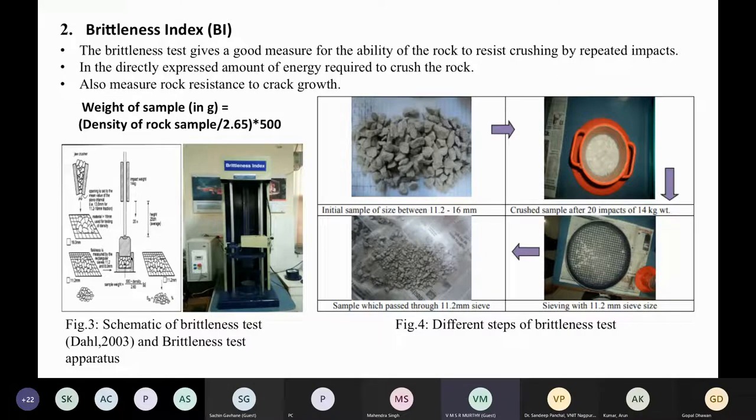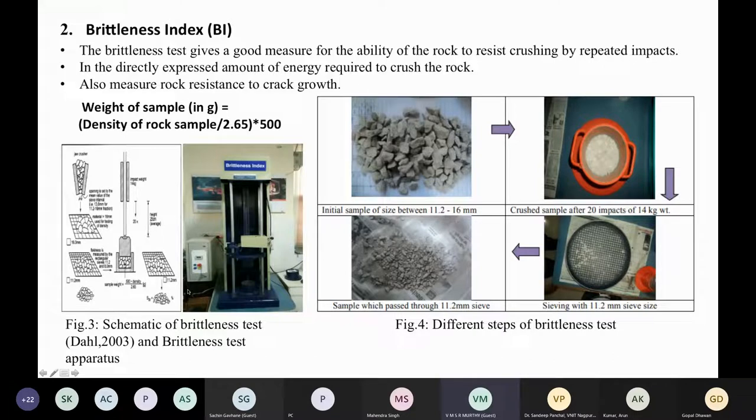And whatever is the fraction that is minus 11.2, I take out this material and put it onto the 11.2 sieve again. I sieve it, and whatever is the minus fraction, I take it as the Swedish brittleness index. So this is with respect to the size I have taken, so in terms of weight percentage, I'm going to get the brittleness index.